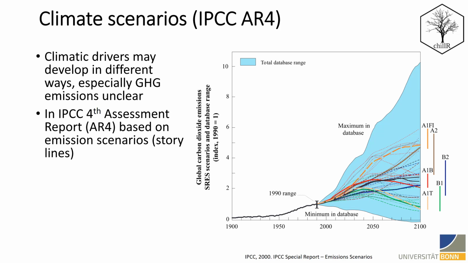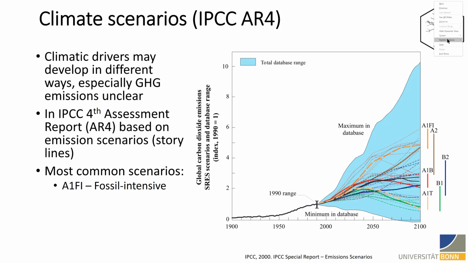So this uncertainty is expressed by a range of emissions scenarios that were developed by the Intergovernmental Panel on Climate Change in a special report that accompanied its fourth assessment report, the AR4. In this report, the scientists developed so-called storylines, which consisted of a range of climate scenarios. The most common scenarios are one that's called A1FI, that is a fossil intensive scenario, so the one where we just keep heavily relying on fossil fuels.